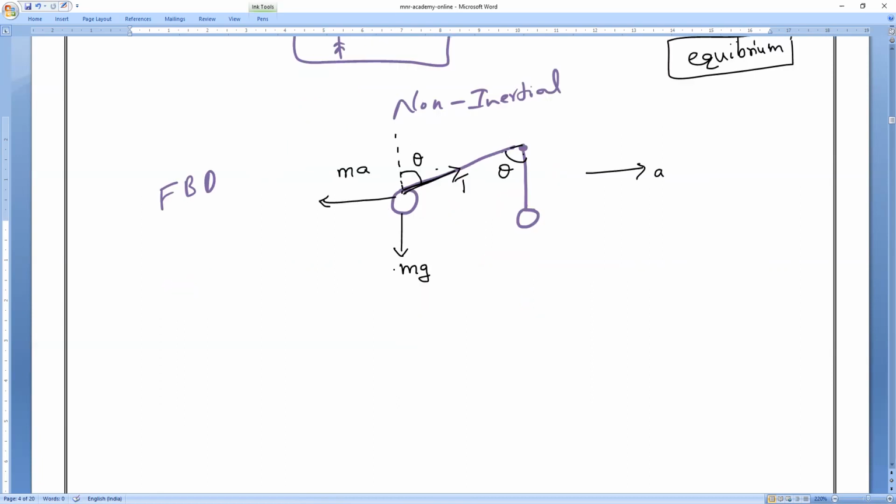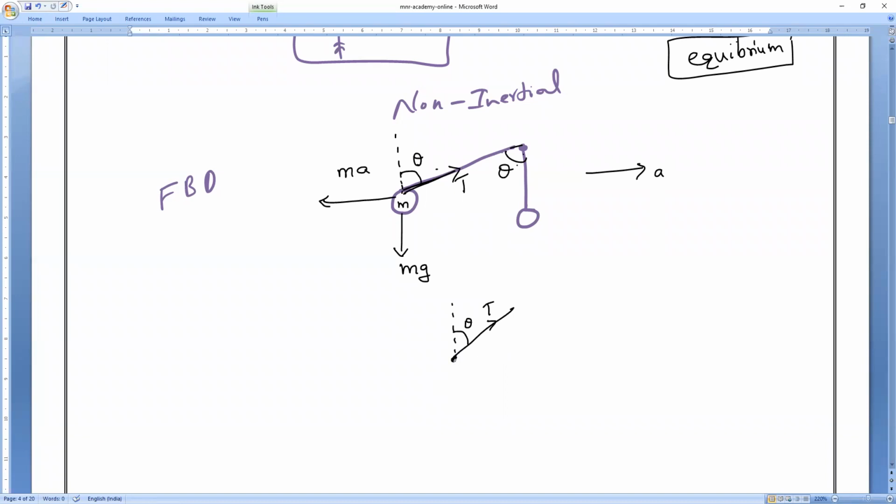Backward. The force is acting in the backward direction. So now this is our body. Let me draw the FBD. There is a tension force T, and here is theta, because this theta is equal to this theta. Am I right or wrong? Mathematics. Understand?